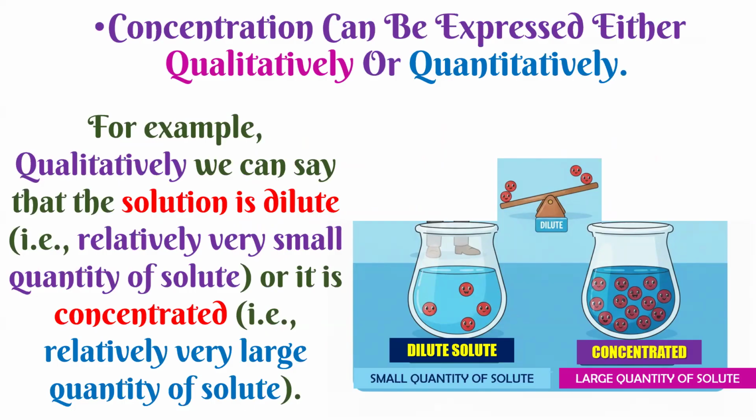For example, qualitatively, we can say that the solution is dilute. Relatively, dilute means the solute amount is relatively small, right? But concentrated means a relatively very large quantity of solute. So in the image we can see, dilute means there is less solute, whereas in the concentrated solution the solute quantity is more.